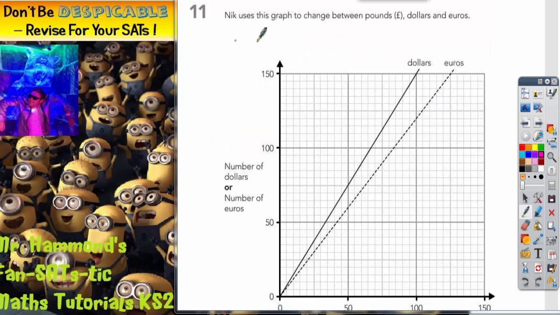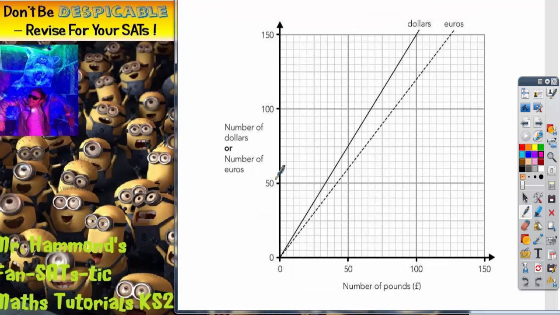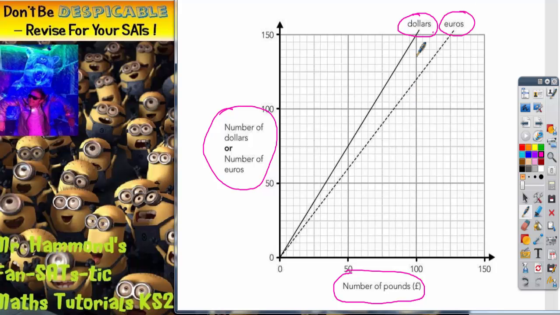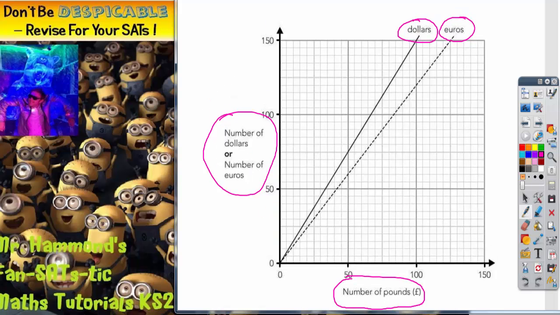Question 11. Nick uses this graph to change between pounds, dollars and euros. So you can see he's got numbers of dollars or number of euros up the side. He's got a number of pounds along the bottom. He's got a line for dollars and he's got a dashed line for euros. And it goes from 0 to 150 along both scales.